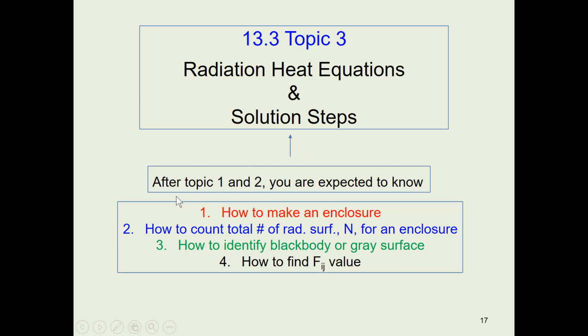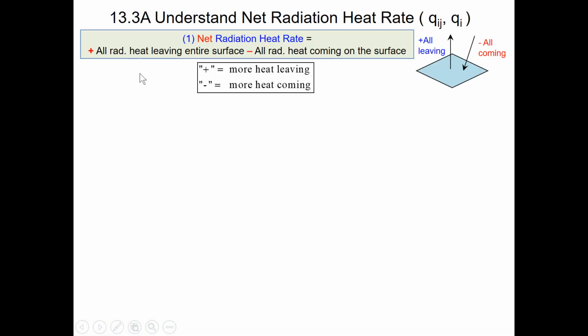Welcome back. After topic 1 and 2, you're expected to know: 1. How to make an enclosure. 2. How to count the total number of radiation surfaces. 3. How to identify black or gray surfaces. 4. How to find view factor values. Then you're ready for topic 3, radiation heat equations and solution steps.